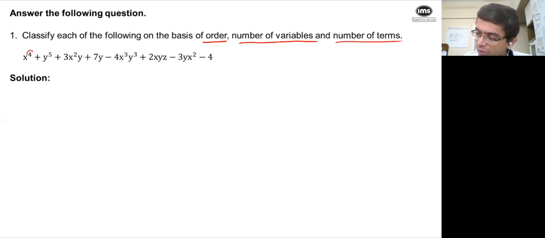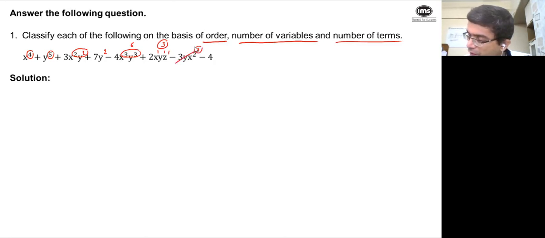For example, here there is only one variable x, right? So the order is the power of x. The power of x is 4, and the index of y is 5. The index here is 2 and 1. So the sum is 3. Okay, I'm just summing up all the indices. Here it is 1. Here it is 6, isn't it? 3 plus 3. Here it is 1, 1, 1. So sum of all the indices of every variable. And here also it is 3.